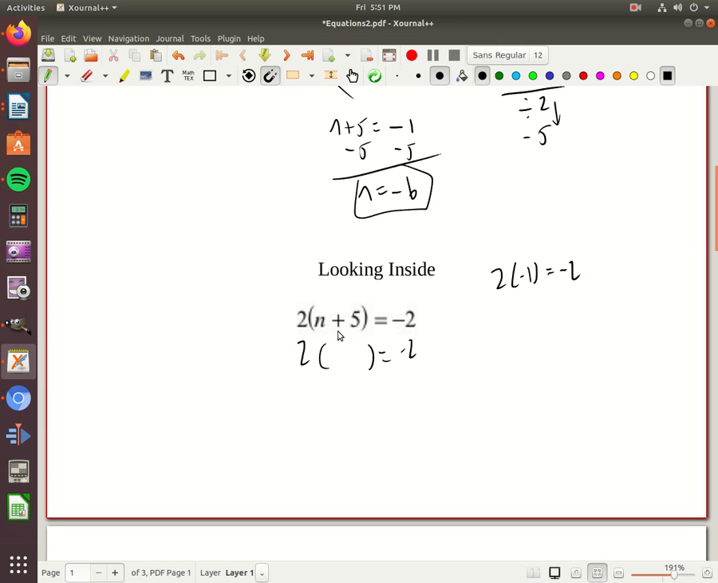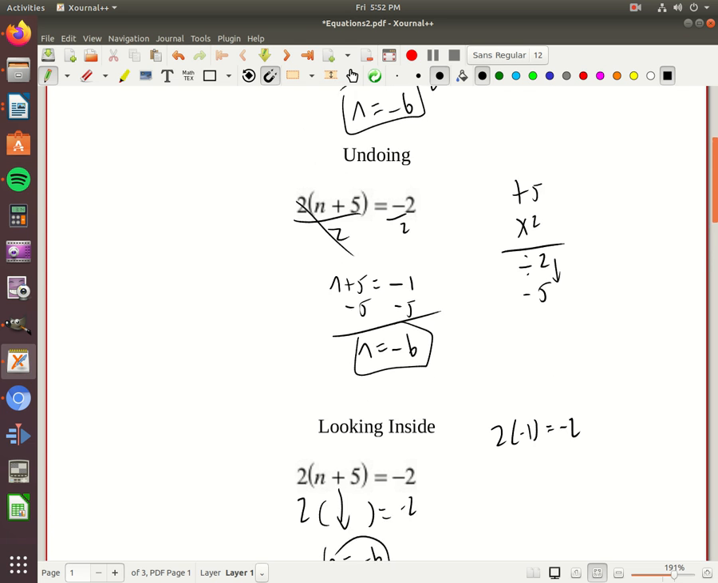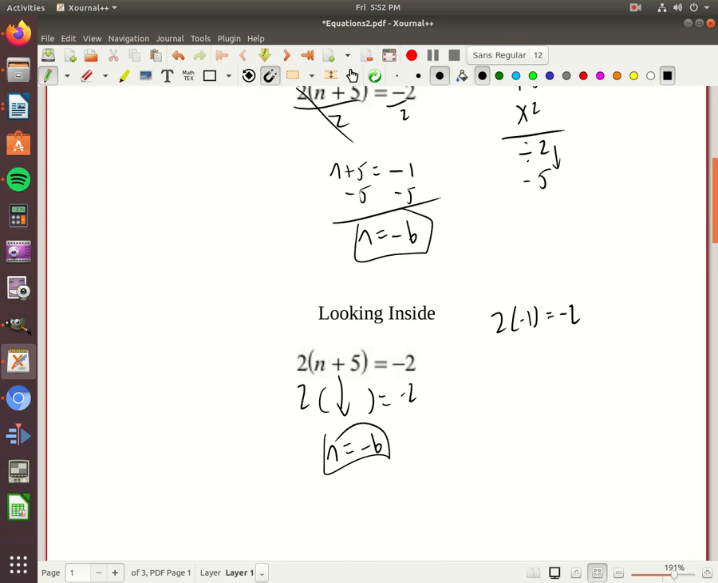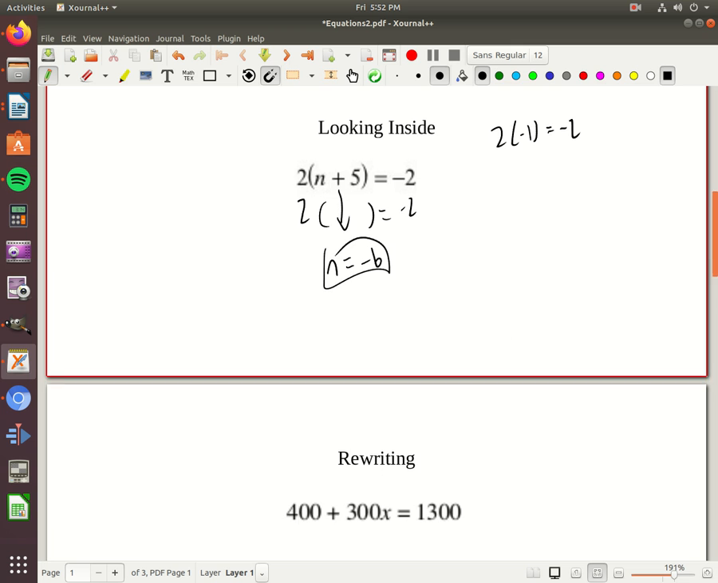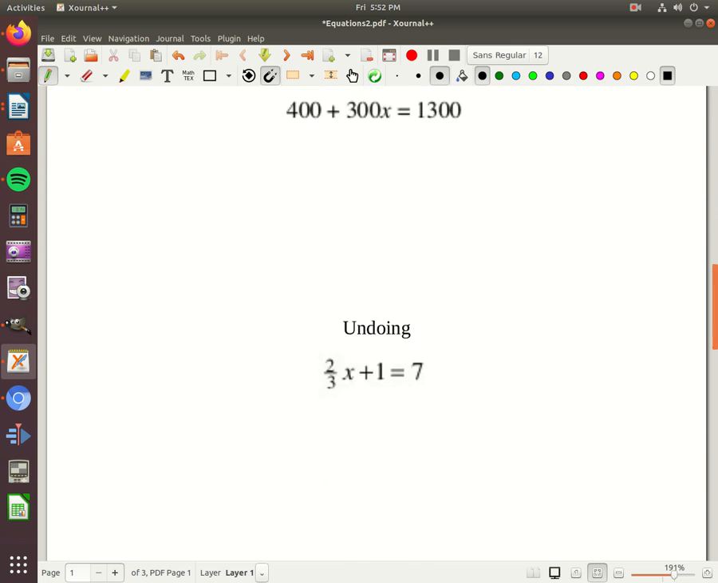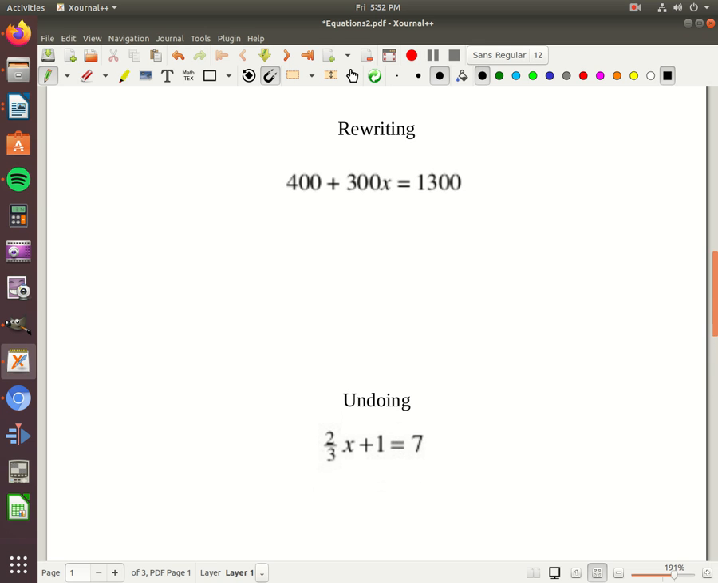What I need is this parentheses to be negative 1. And the way that I would get that to happen is if n equaled negative 6, right? Negative 6 plus 5 equals negative 1, and now I have 2 times negative 1 is negative 2. So just sort of mental math. And again, you can see those 3 different strategies I used all yielded the same answer, that n equals negative 6. So I wanted to do a different problem of each just to see some ways you can do it.